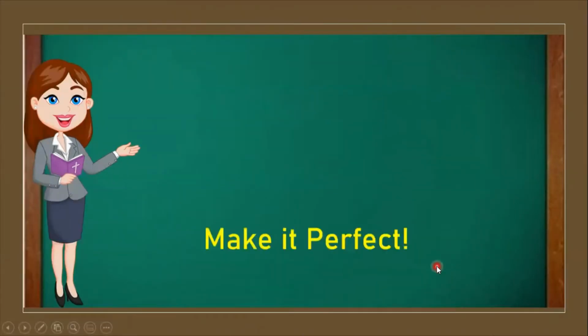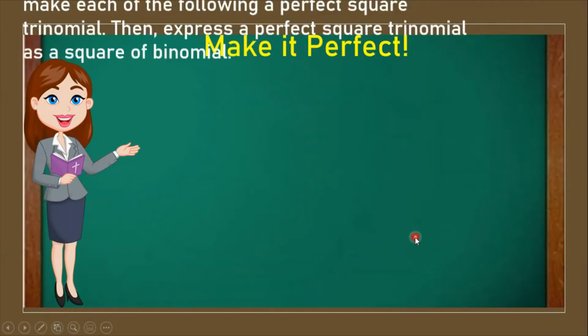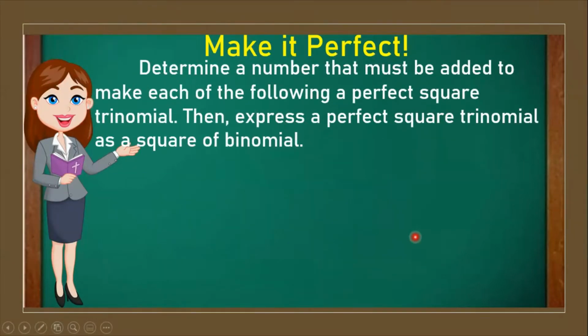But before we proceed to get the solution, let us first discuss how to make a perfect square, because this is important in our topic. Determine the number that must be added to make each of the following a perfect square trinomial. Then, express the perfect square trinomial as a square of a binomial.